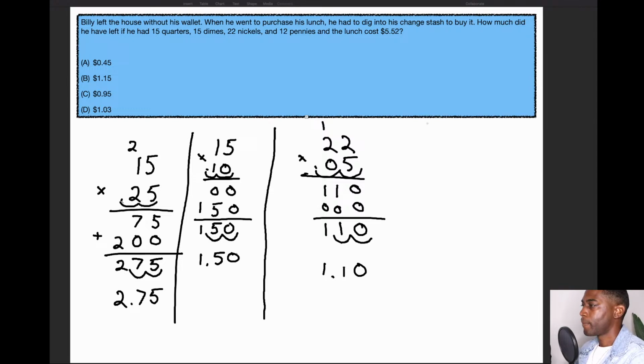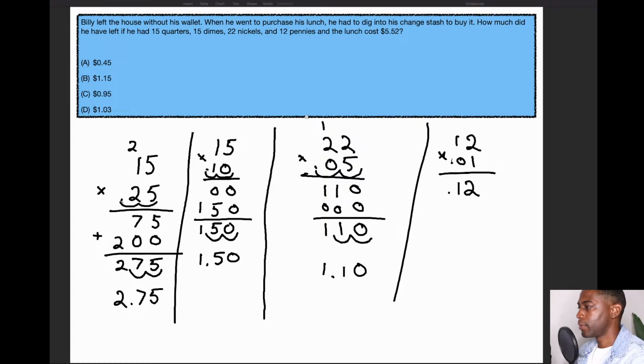And then what else do we have? 12 pennies. Just to say I did it, 12 pennies worth 1 cent each gives us 12 cents. You know that. You got 12 pennies, he's got 12 cents. I didn't really leave myself room, but what we have to do now is add all of these together.